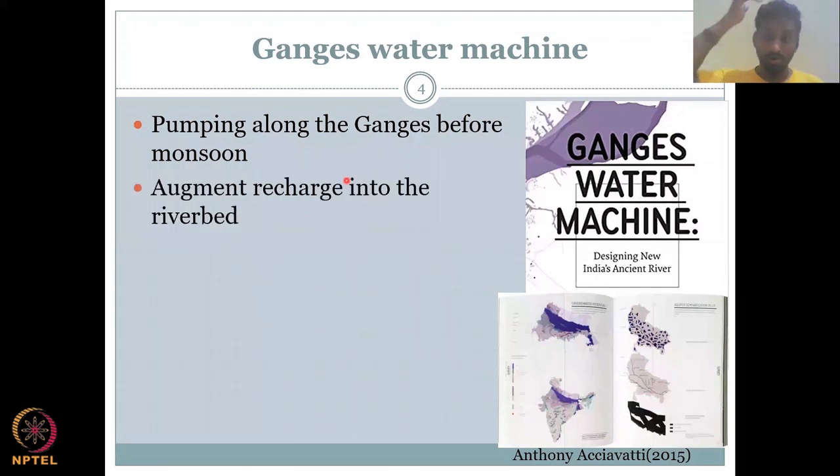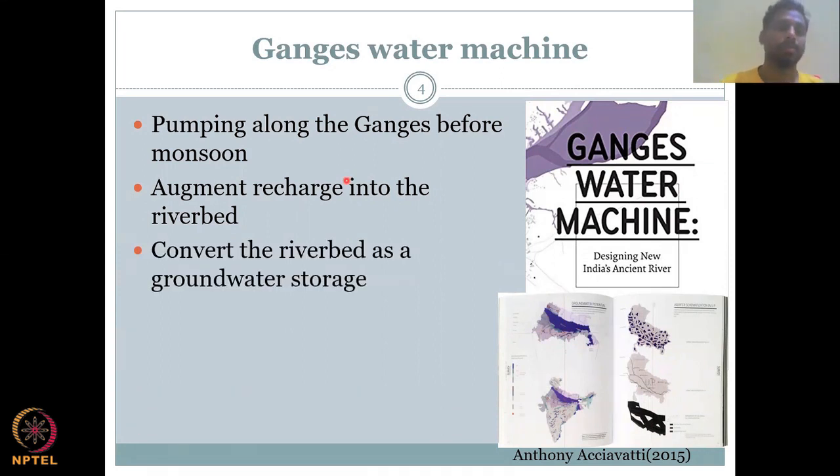So you pump before the monsoon along the Ganges, and then you have recharge of water in the riverbed. Okay, so basically the flood comes in the monsoon, it goes into the riverbed and recharges the soil. So even if you pull it out before the monsoon, it doesn't affect the groundwater use because you are actually recharging it every year. Convert the riverbed into a groundwater storage.